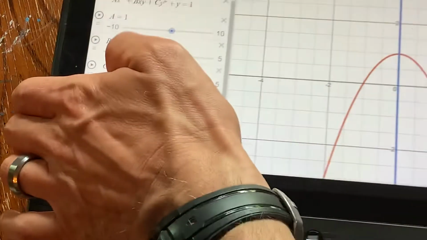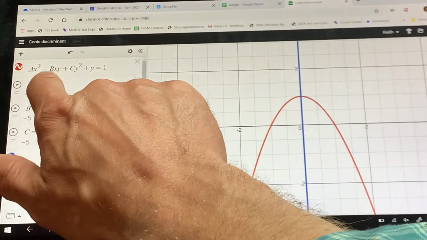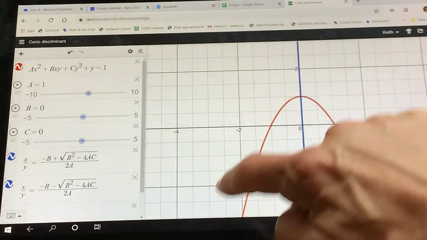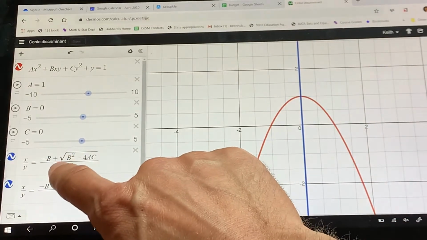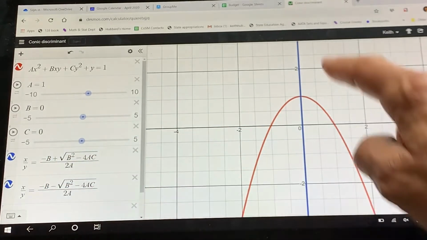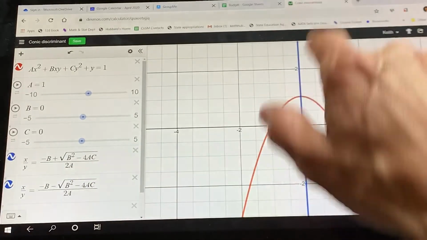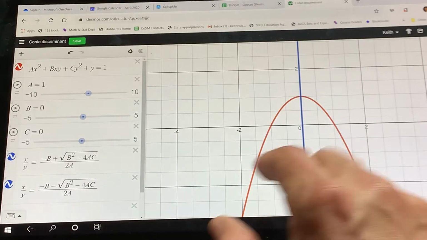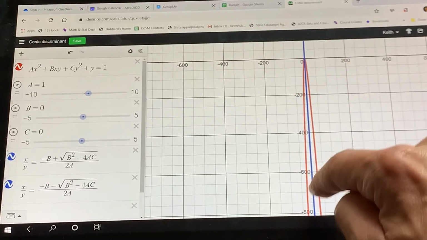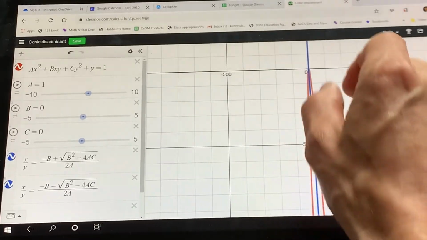And I took the liberty of prepping one for you here. Let's imagine you had ax squared plus bxy plus cy squared plus y equals 1, just a basic parabola here. And I took the liberty of graphing x over y equals this right here. Notice we have one line. Both of these are the same line, okay? They both go down the middle. Well, why is that with a parabola? If you zoom out, can you see that as x gets really large in the negative direction, both ends of the parabola get close together.